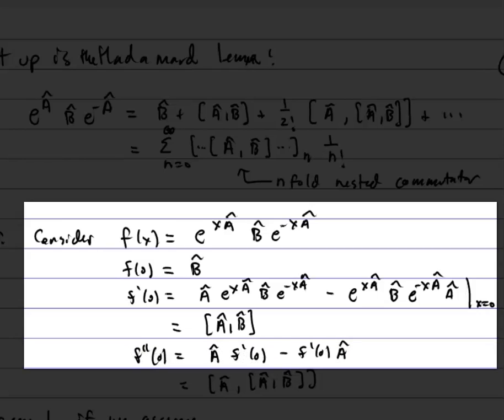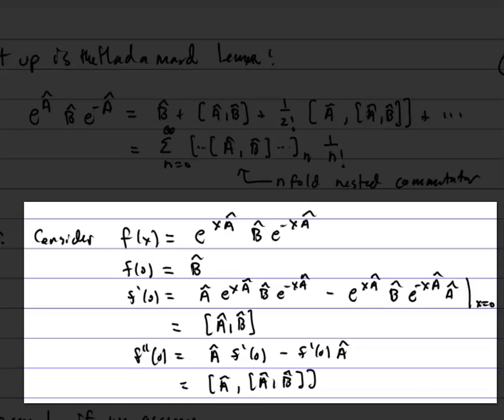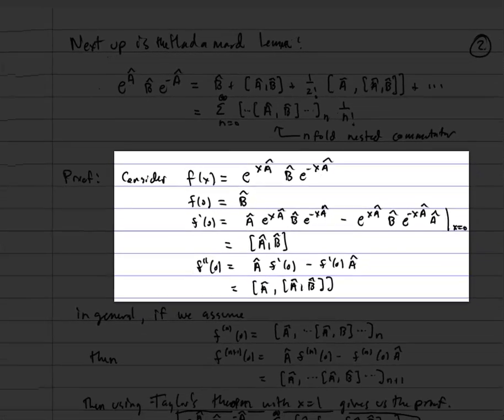Now let's do the second derivative. The second derivative, you can pretty much convince yourself, is equal to a times the first derivative at 0 minus the first derivative at 0 times a on the right. Please look very carefully at the way in which we calculate derivatives to verify for yourself that that is the way that you can write this. Now, plugging in what f prime of 0 is, you find that that's equal to the commutator of a with the commutator of a with b.